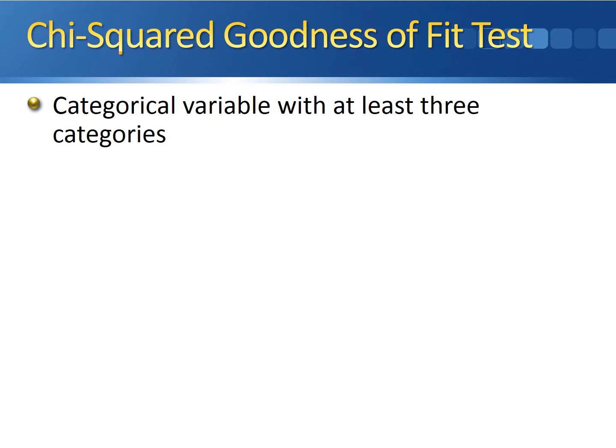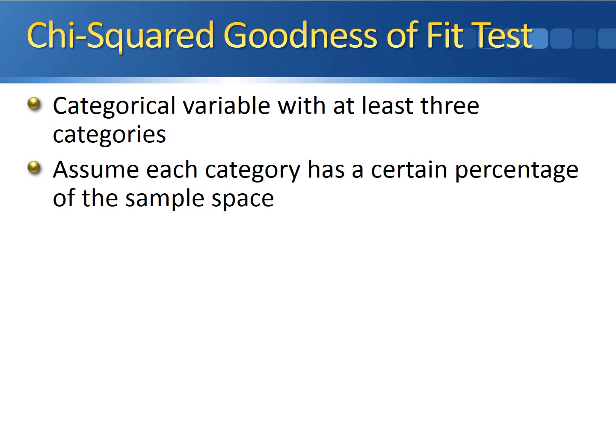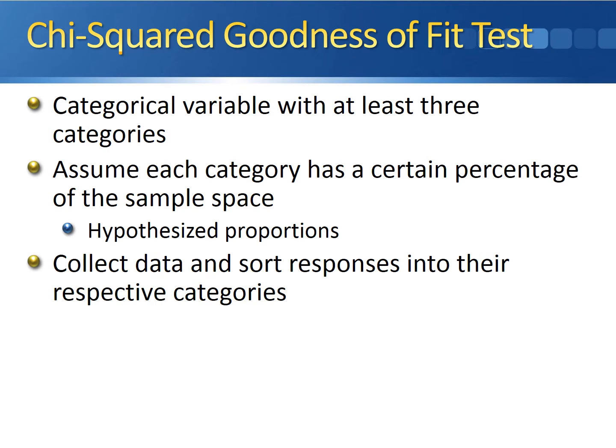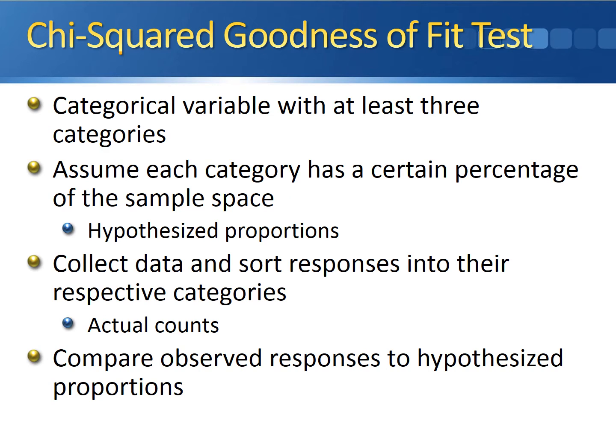The chi-squared goodness of fit test involves a categorical variable with at least three categories. We assume that each category gets a certain percentage of the sample space. These become our hypothesized proportions that end up in the null hypothesis. From there, we collect data and we sort the responses into their respective categories. These are the actual counts that we'll use in the test statistic. What we'll do is compare the observed responses to the hypothesized proportions to determine if our hypothesized proportions are actually correct.